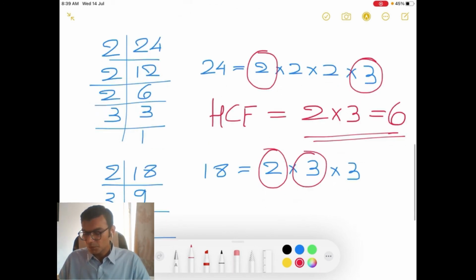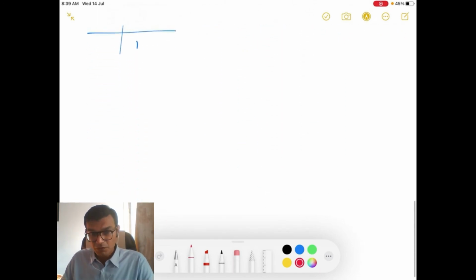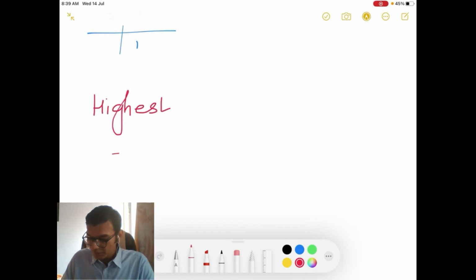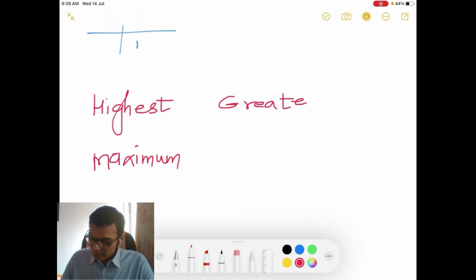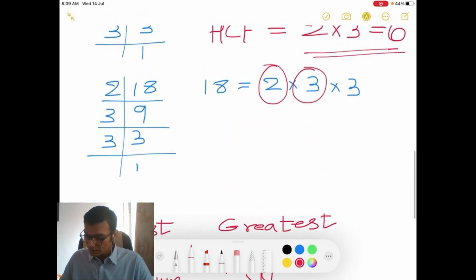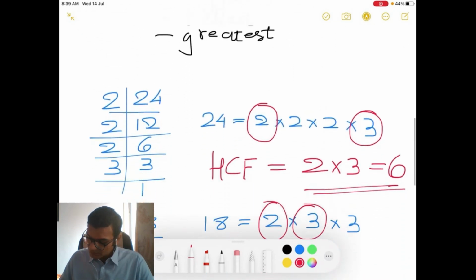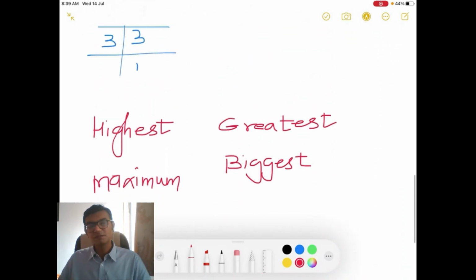So what are the words that we will keep in mind while solving the word problems? Highest, the word itself, highest common factor. Then it can be maximum. Then it can be greatest, as we just saw. It can be biggest, tallest. These are the words that give you the hint that we are finding the highest common factor in the given word problem.